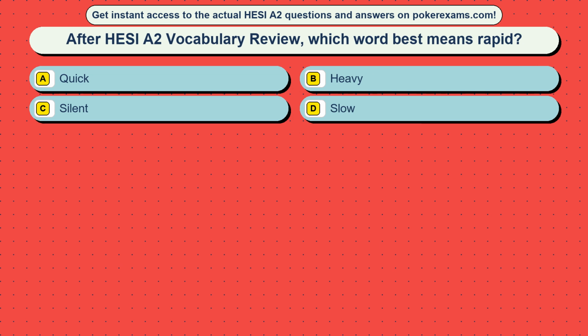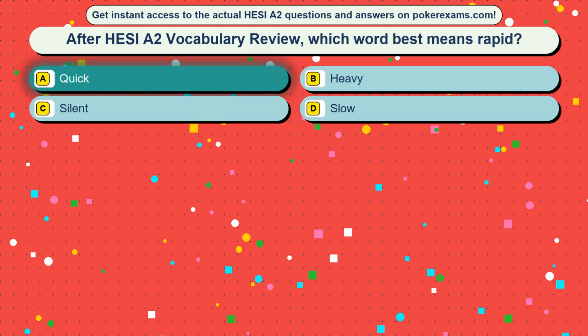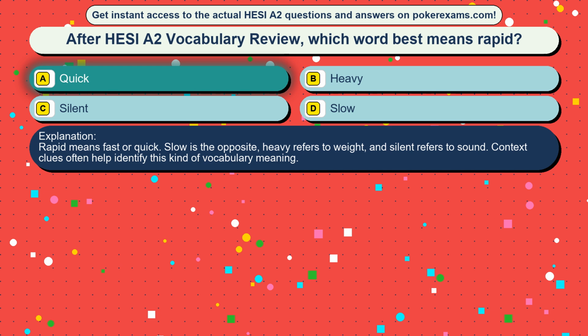Question 26. After HESI A2 Vocabulary Review, which word best means rapid? Option A, quick. Option B, heavy. Option C, silent. Option D, slow. The correct answer is option A, quick. Rapid means fast or quick. Slow is the opposite, heavy refers to weight, and silent refers to sound. Context clues often help identify this kind of vocabulary meaning.